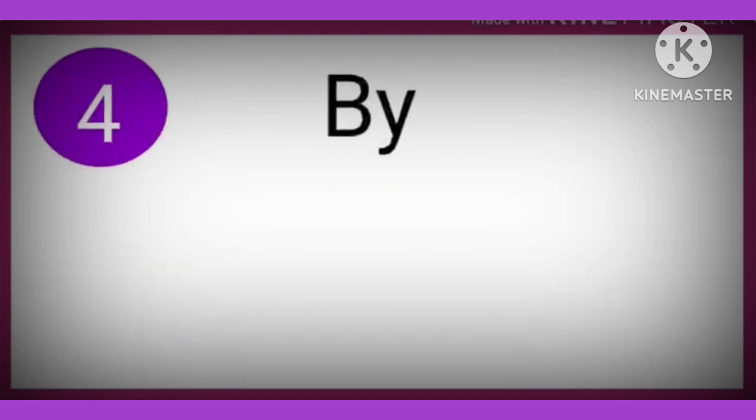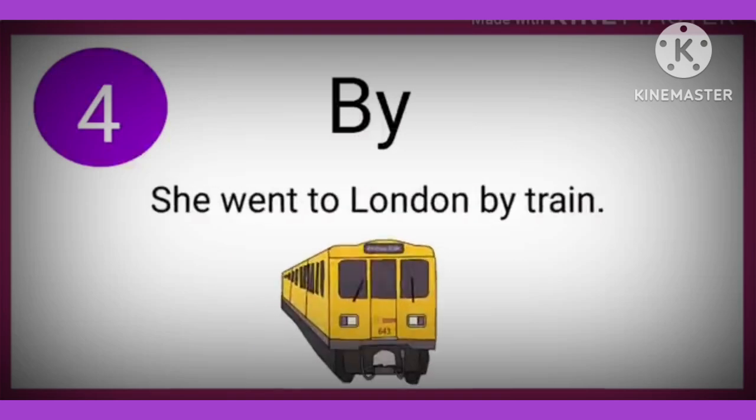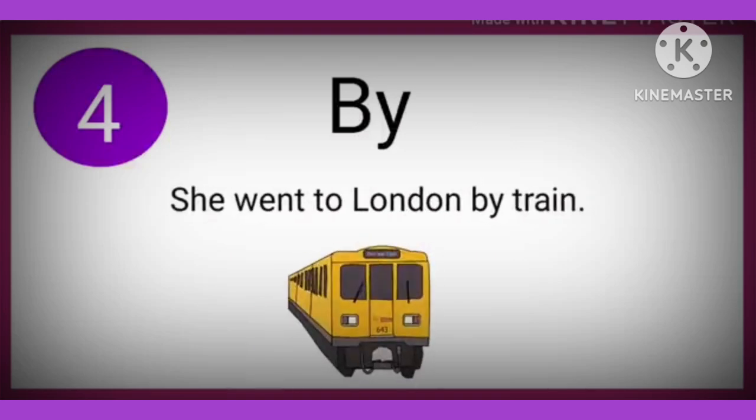Next example is here, by. By, we can use by dwara. I came here by bus. Main bus se aaya. I came here by bus. Bus ke dwara. By is used as a preposition. Next example. She went to London by train. How did she go to London? You can simply say, she went to London by train.